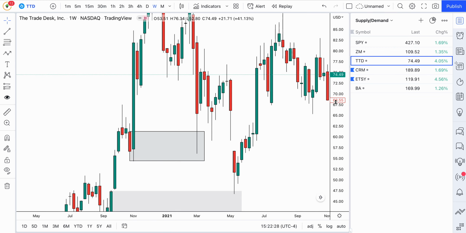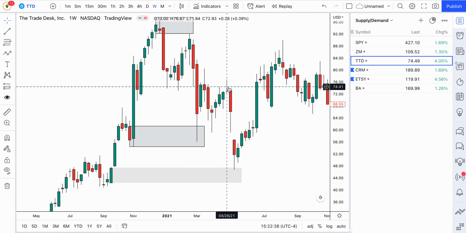This one I took from the top of the body down to the lows. Price came back in, bounced all the way up to $80, right? From a low of 57. So overall, you can get some very good moves.